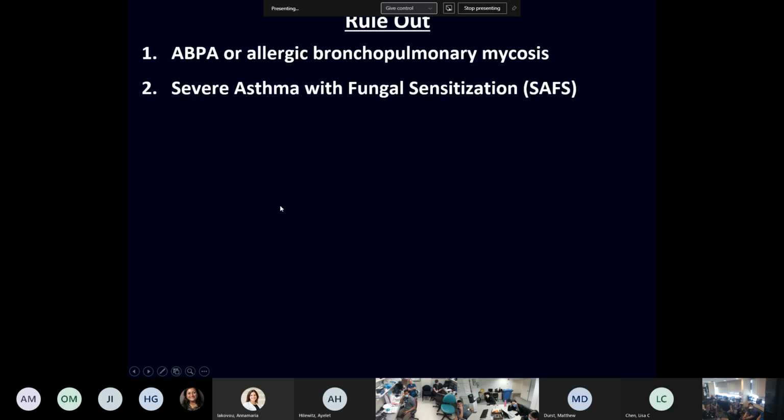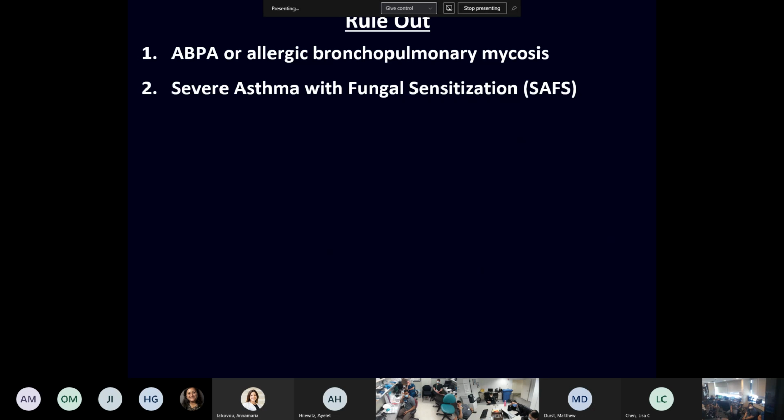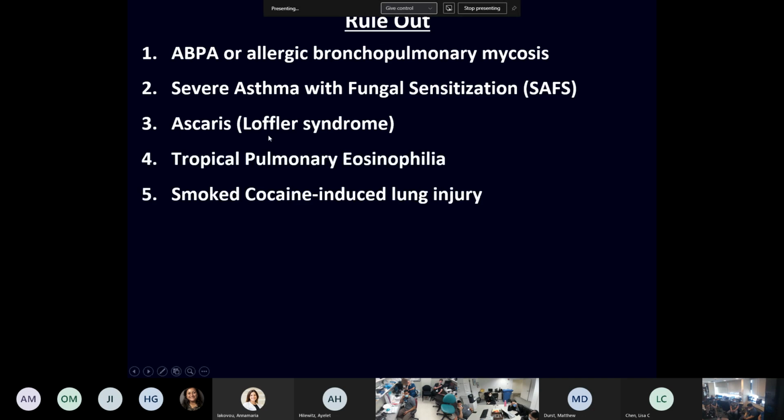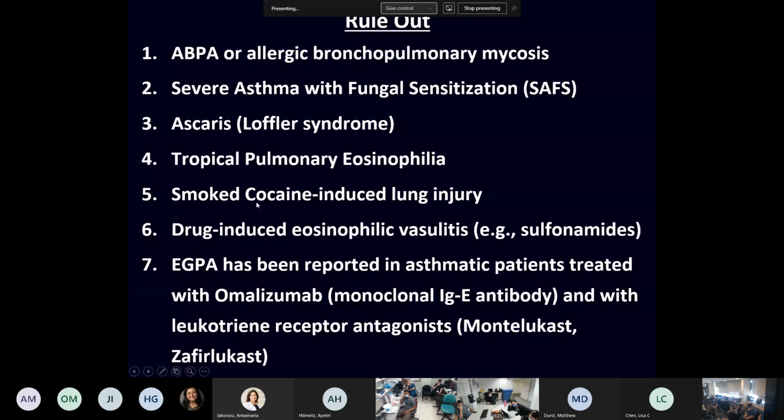And then you want to make sure you rule out other disease. So ABPA can look initially similar to EGPA. However, the peripheral opacities of EGPA are different than the central bronchiectasis pattern of ABPA. You want to rule out severe asthma with fungal sensitization, which is very similar to ABPA, but without the bronchiectasis. Loeffler syndrome, tropical pulmonary eosinophilia, cocaine-induced lung injury, drug-induced lung injury, etc.